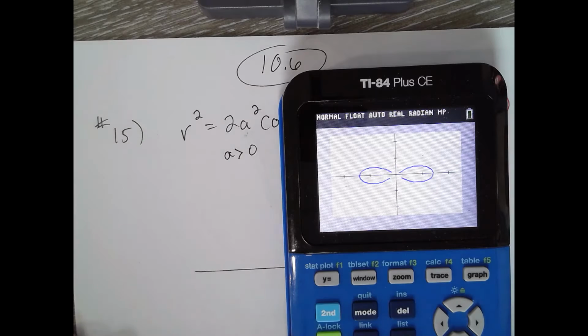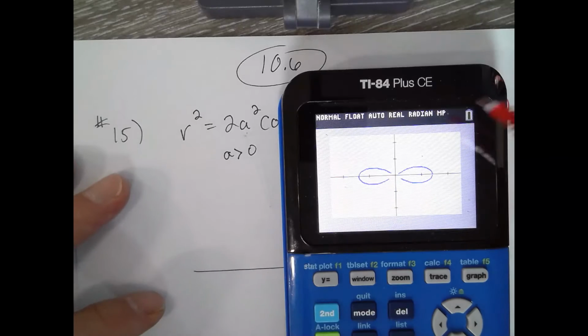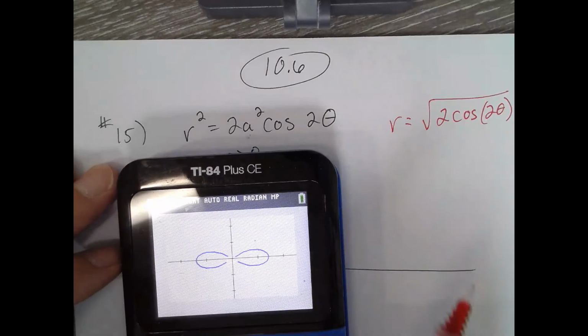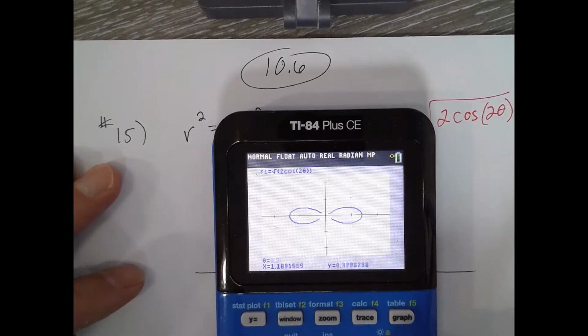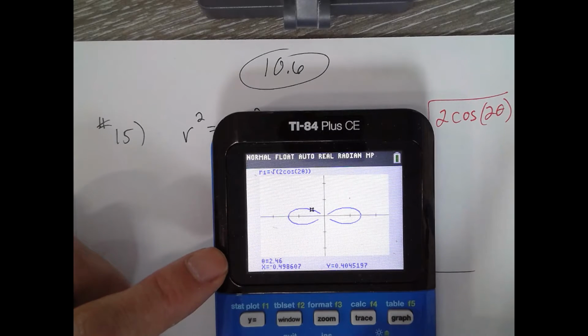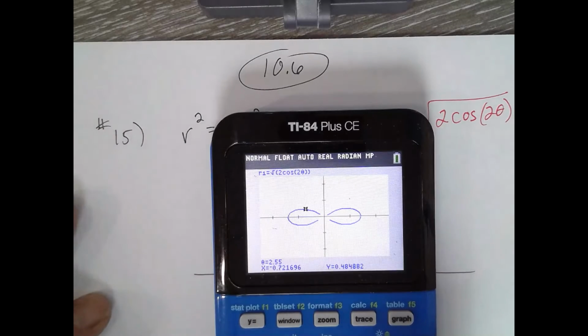Okay, so we need to know from where to where. So if I hit trace, I'm right here, and I'm tracing. I'm still tracing, my angle is going up, but it doesn't appear until it gets to right here, and so on. Alright, so let's find when r is 0.